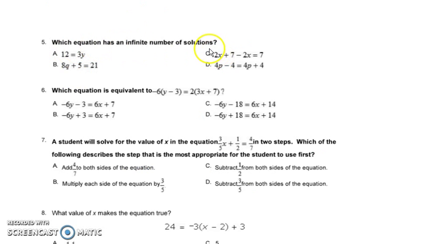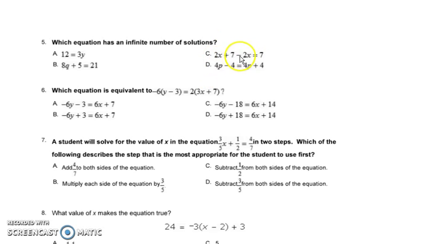Which equation has an infinite number of solutions? 12 equals 3y. Well, y would have to be 4, so that's one solution. 4p minus 4 equals 4p plus 4. That would have no solutions.